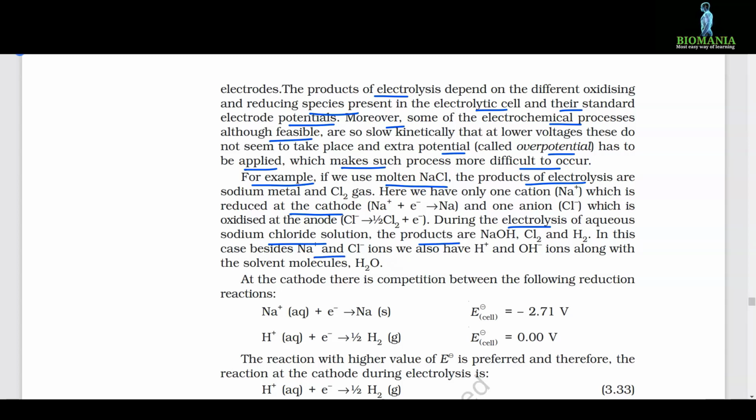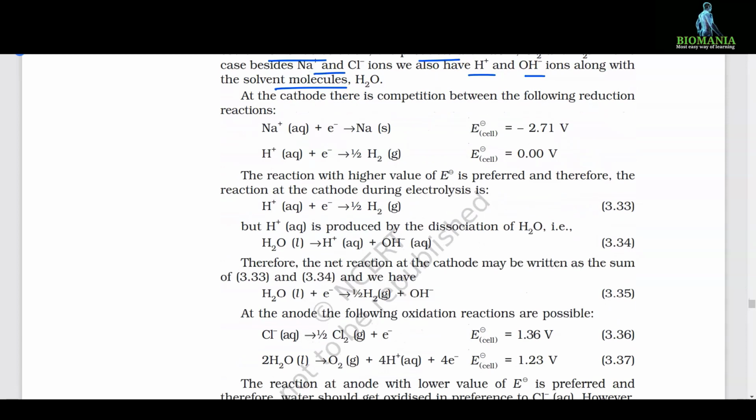In this case, besides sodium ions and chloride ions, we also have hydrogen ions and OH ions along with the solvent molecules H2O. So at the cathode there is competition between the following reduction reactions: Na+ plus electron gives Na, and H+ plus electron gives half H2. The reaction with the higher value of E° is preferred, and therefore the reaction at the cathode during electrolysis is preferred. Because H+ plus electron gives half H2, it has E° equal to 0.00 volt, and the sodium reaction has minus 2.71.